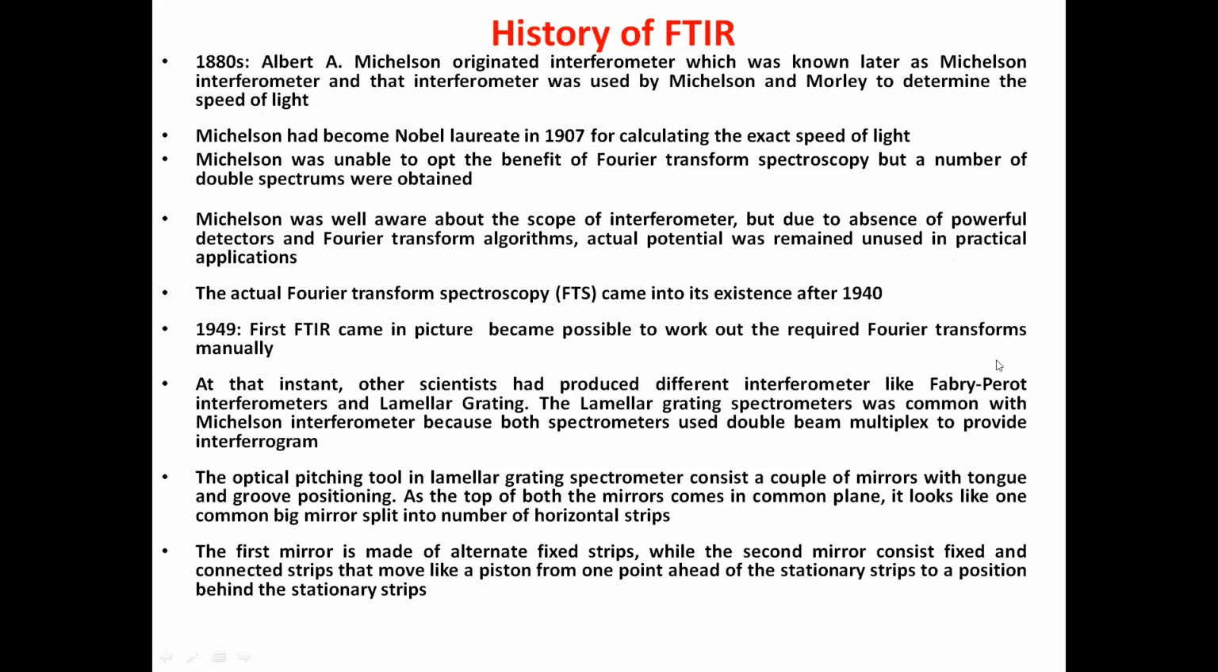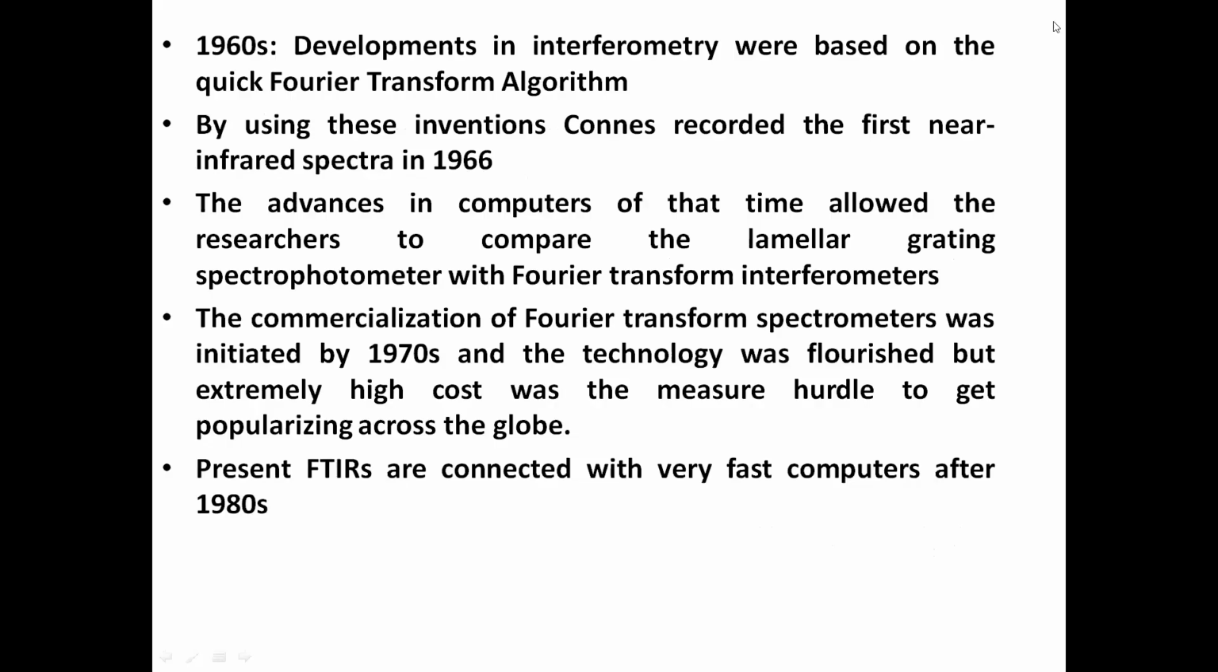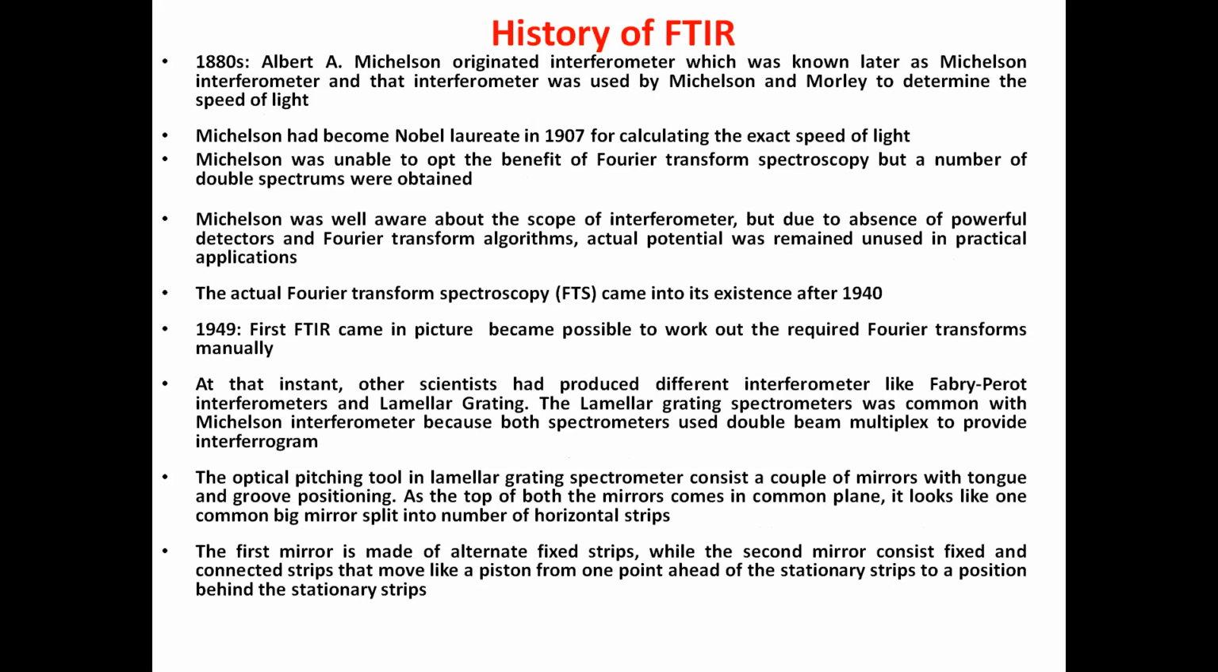If you look at the history, it started in the 1880s when Michelson originated an interferometer, which was later known as the Michelson interferometer. That interferometer was used by Michelson and Morley to determine the speed of light. The interferometer was a very big invention of that time, and Michelson became a Nobel laureate in 1907 for calculating the exact speed of light.